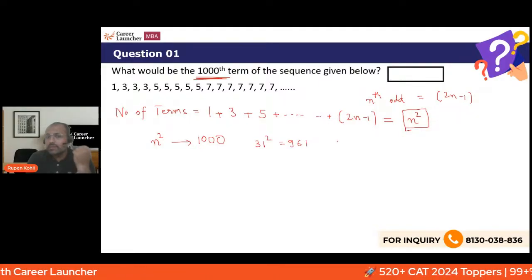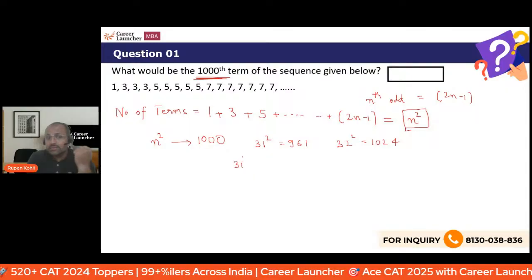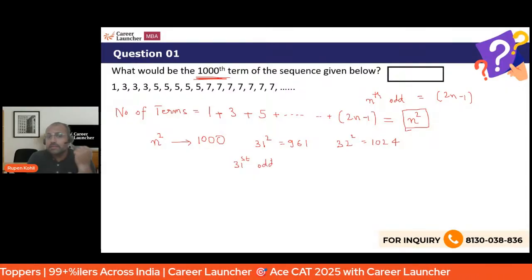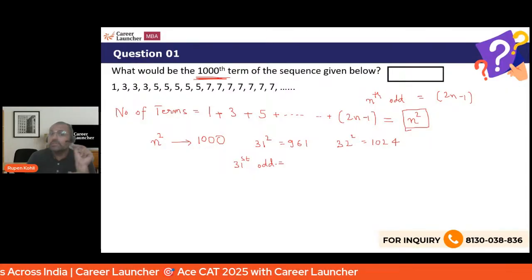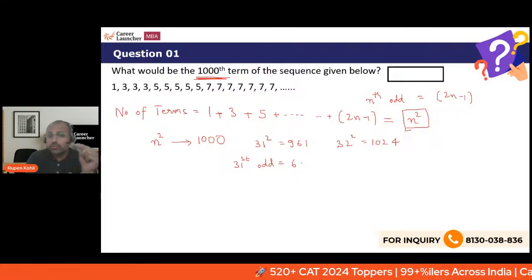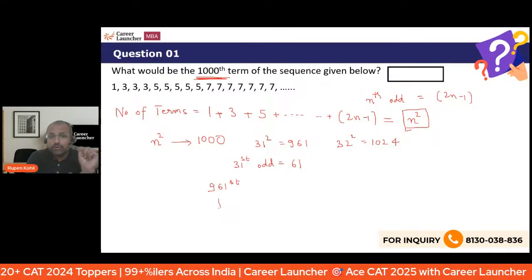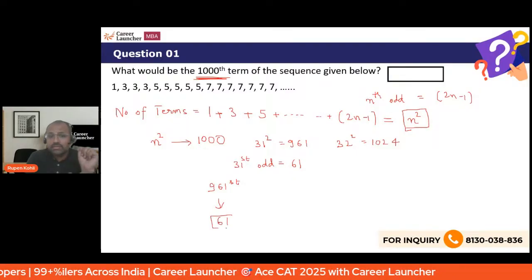32 square is 1024. So 31 square is 961, which implies that the 31st odd number was written for the last time when it was the 961st term, and the 31st odd number is 31 into 2, 62 minus 1, 61. And the 961st term was the last time we wrote 61.